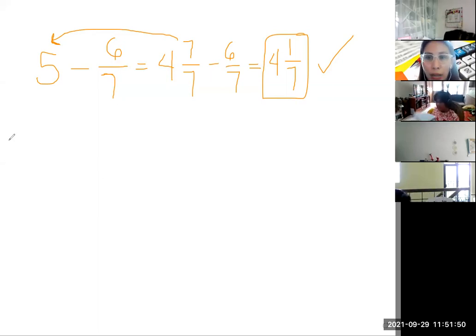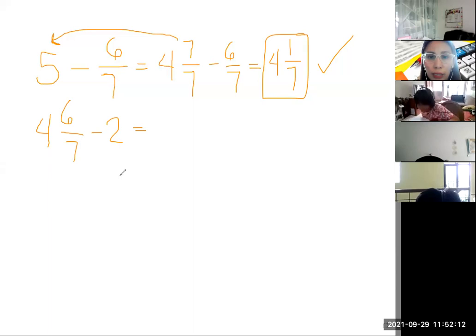Okay? Now, what if the given is like this? Oh, this one is easier lang. No need to borrow, kasi yung subtrahend natin is a whole number, which is 2. Just subtract na right away the whole number, kasi bigger naman yung ating minuend. So, 4 minus 2, it's 2. And then copy 6 over 7.